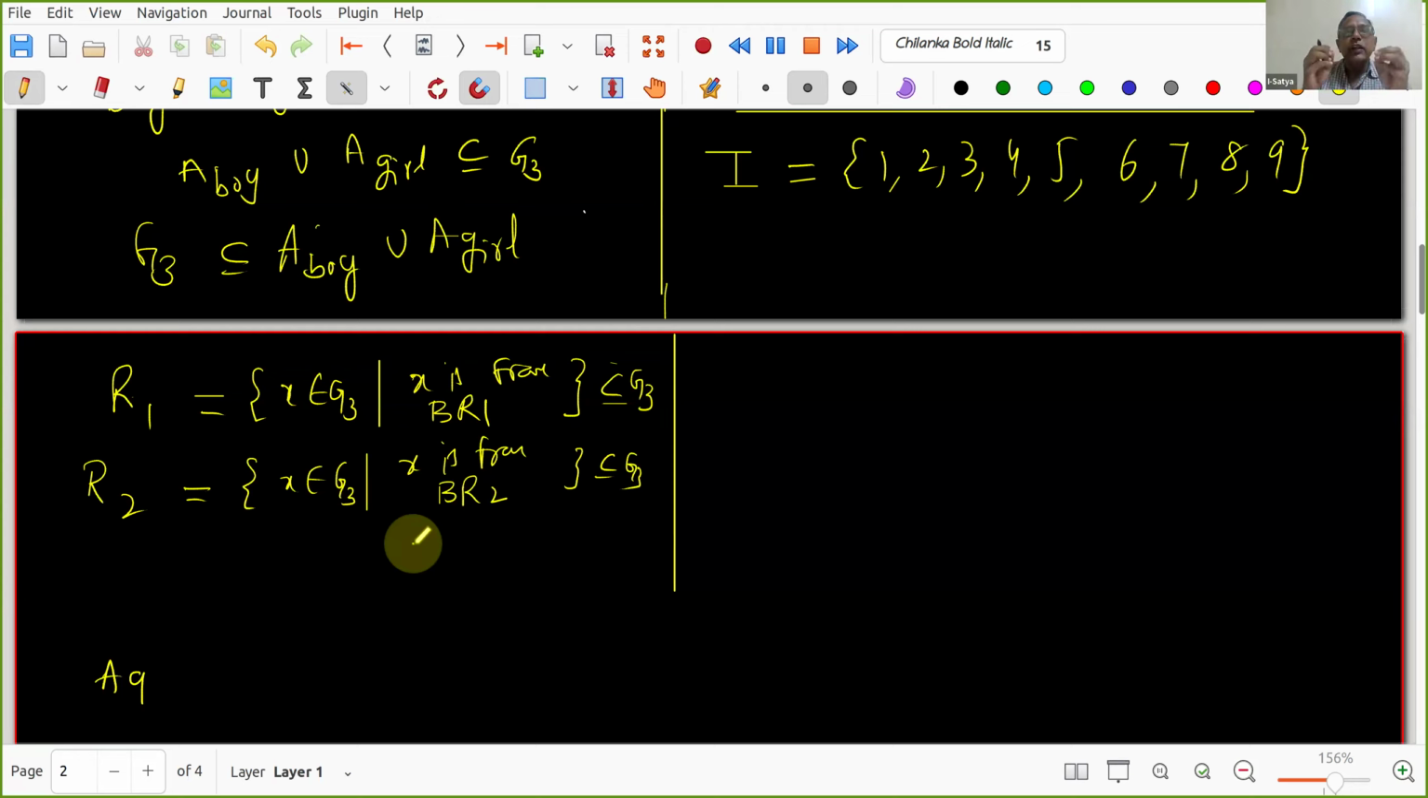So for each natural number from 1 to 9, I created a set. I took a number i and made a set, right? That is a subset of G3, right? How many sets did I make? 9 sets, right? Is it all clear to all of you?